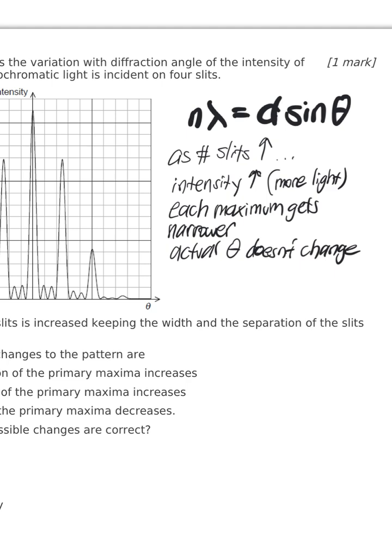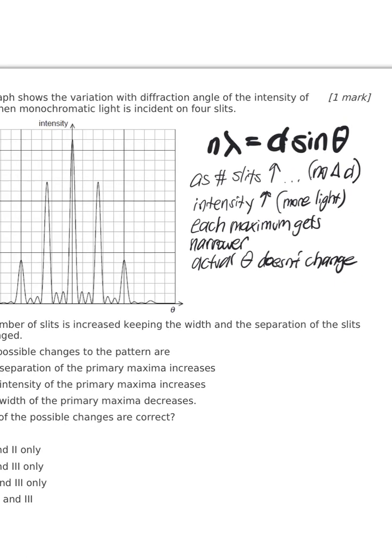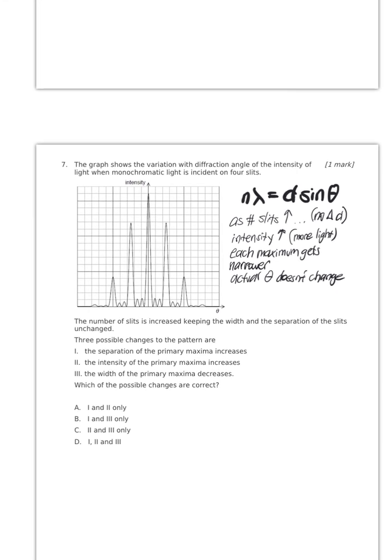We are not changing d, the distance between the slits. So we write in no change in d as the number of slits increases. We're not changing that. So yeah, intensity goes up, each maximum does get narrower, and the actual angle doesn't change.